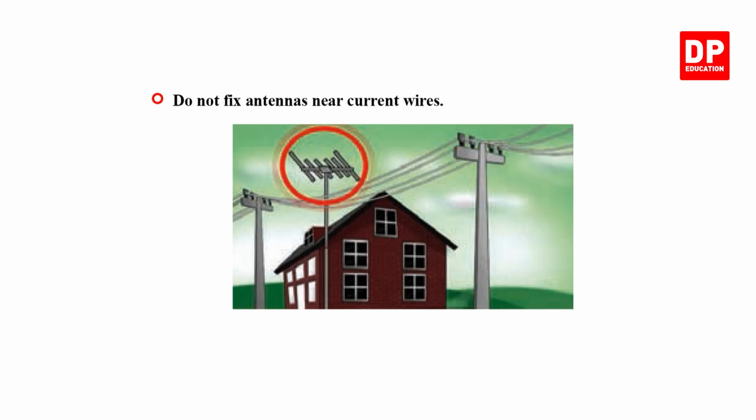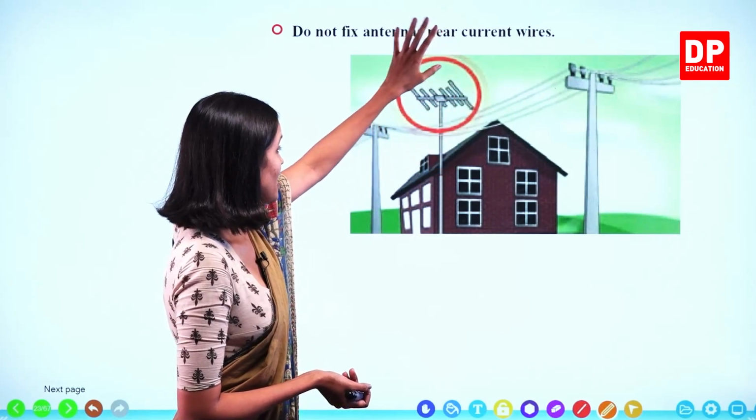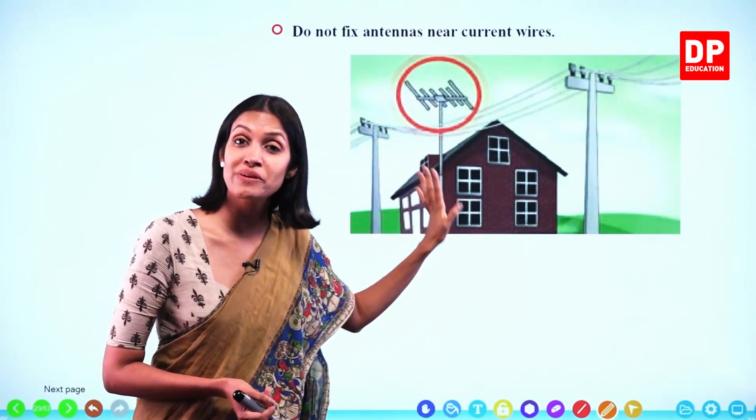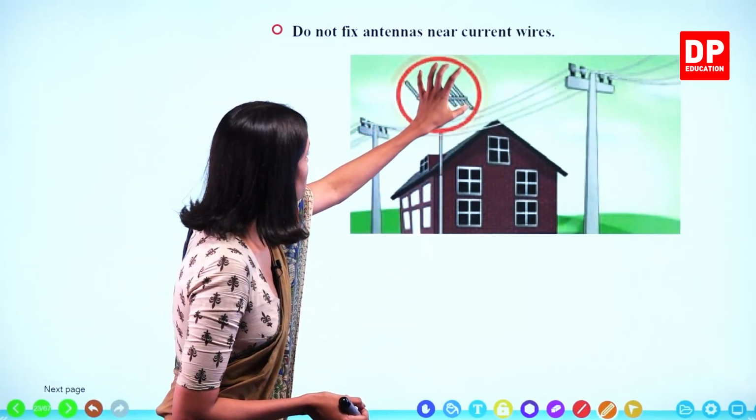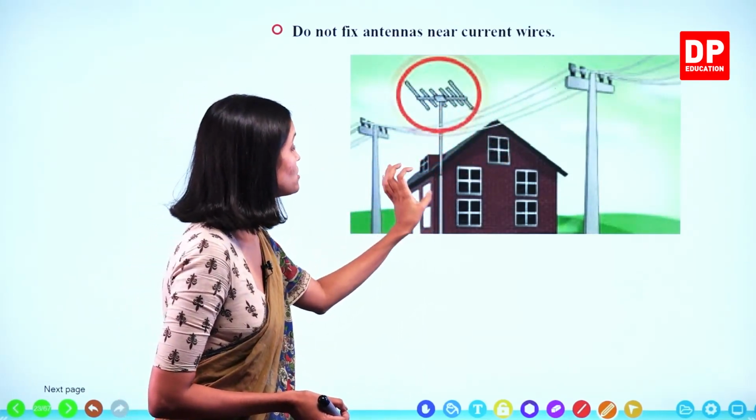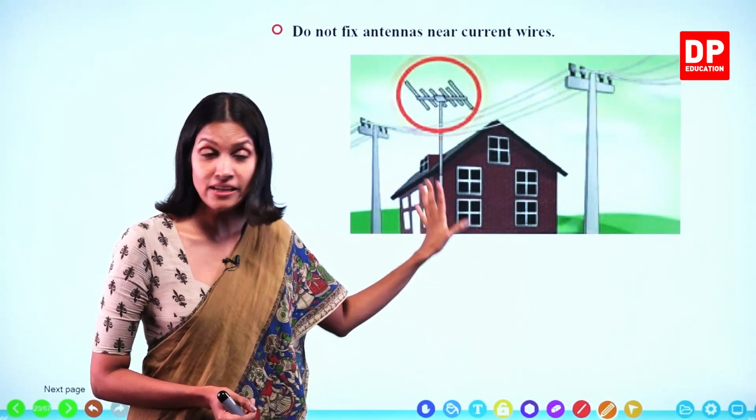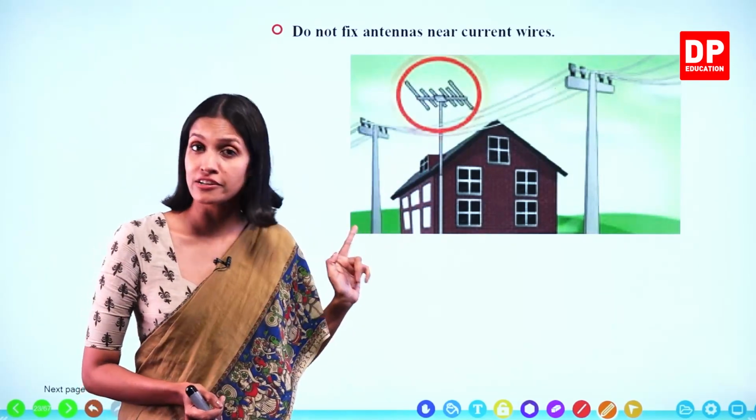Do not fix antennas near current wires. Why? What is the reason? So most of the time the antenna parts are made with metals, and you know that most of the metals conduct electricity very well, right? So what if these parts of the antenna contact these electric wires, and when you are going to turn the antenna, you will get electrocuted, right? Therefore you should not fix these types of antennas near current wires.